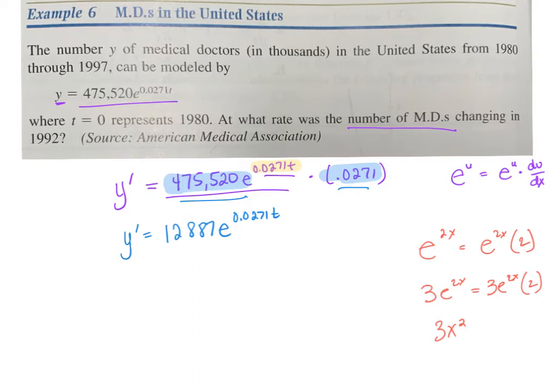They want the instantaneous rate of change at 1992. If 1980 is 0, what number is 1992? 12. So I'm going to put a 12 in for t and calculate at what rate the number of doctors was changing. It's just all numbers times e to the 0.0271 times 12. They rounded to the nearest doctor because we don't have part of a doctor: 17,839 doctors per year.